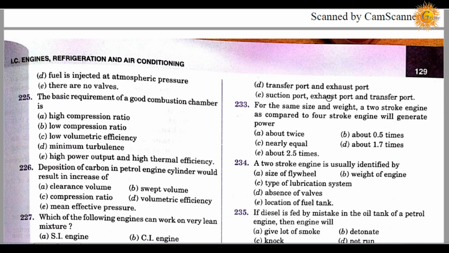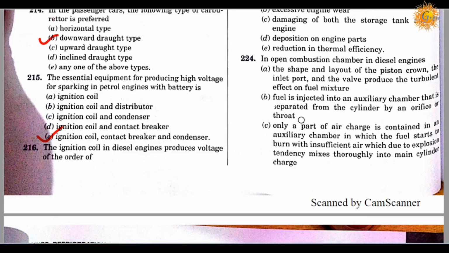So the correct answer is A. In open combustion chamber in diesel engine, the shape and layout of the piston crown, the inlet port and the valve produce the turbulent effect on the fuel mixture. That is the correct answer of question 224.